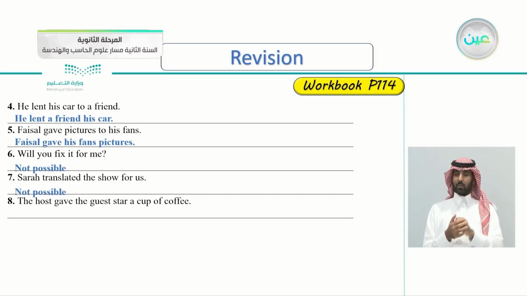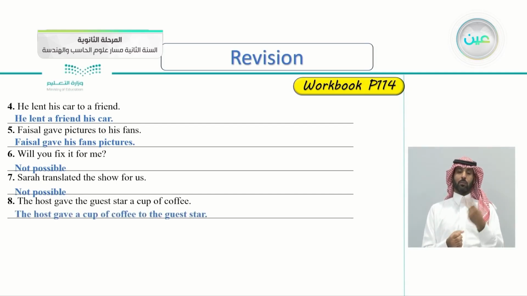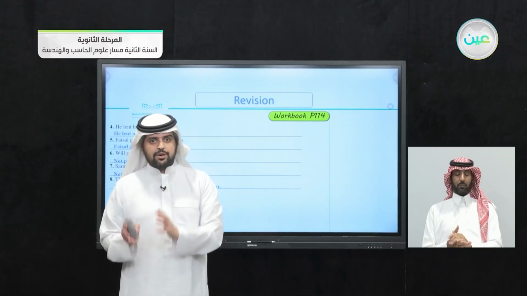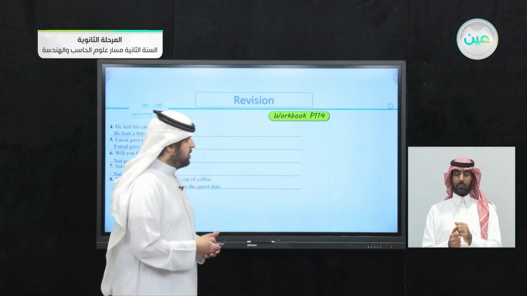What about number eight? The host gave the guest star a cup of coffee. So here we have two objects. Yes, the host gave a cup of coffee to the guest star. So the guest star here is the indirect object and the direct object is a cup of coffee.